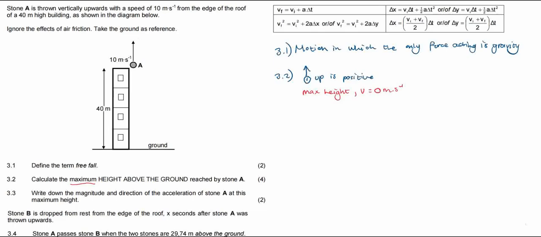So we have our initial velocity, which was given in the question statement of 10 meters per second. We know our final velocity is 0, and we're asked to calculate the change in displacement. So we'll be using this equation of motion. Our final velocity is 0. Our initial velocity is positive 10 meters per second because we've chosen up as the positive direction, and A is being thrown vertically upward.